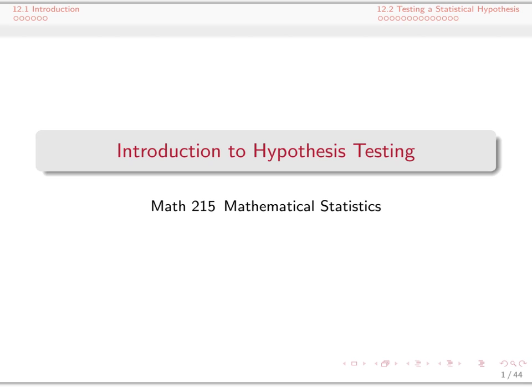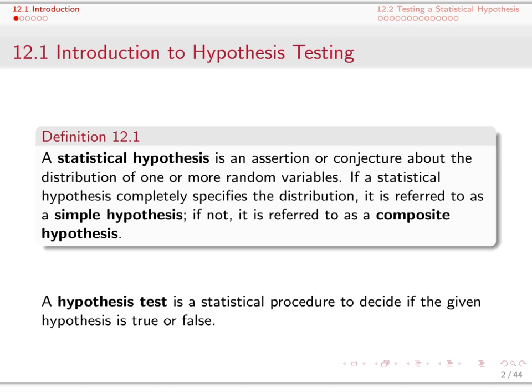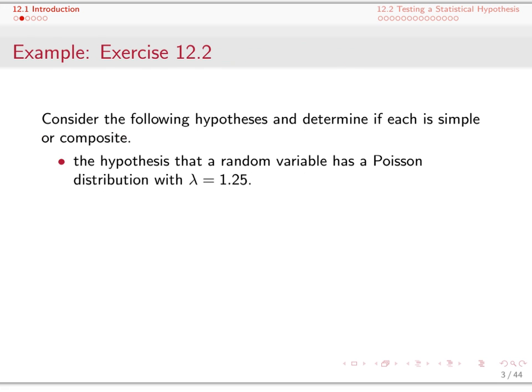Welcome back. Today we're going to focus on section 12.1, the introduction to hypothesis testing. Definition 12.1 states that a statistical hypothesis is an assertion or a conjecture about the distribution of one or more random variables. If a statistical hypothesis completely specifies the distribution, it is referred to as a simple hypothesis. If not, it is referred to as a composite hypothesis. And a hypothesis test is a statistical procedure to decide if the given hypothesis is true or false.